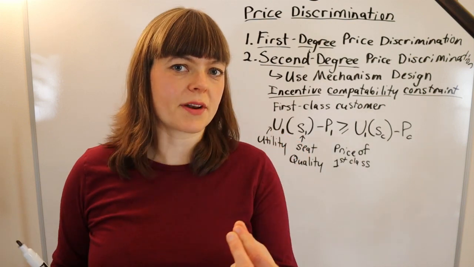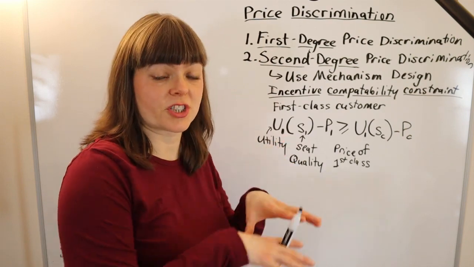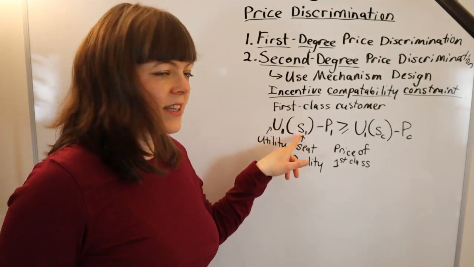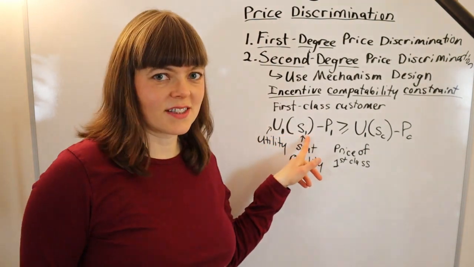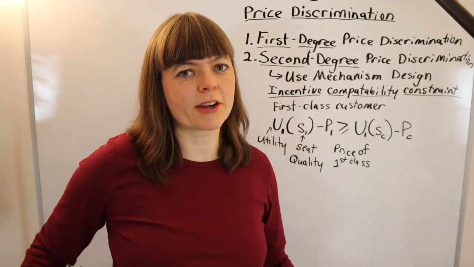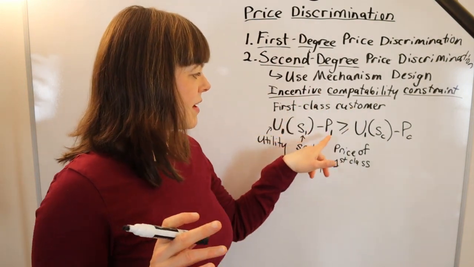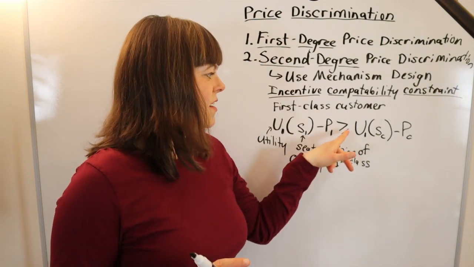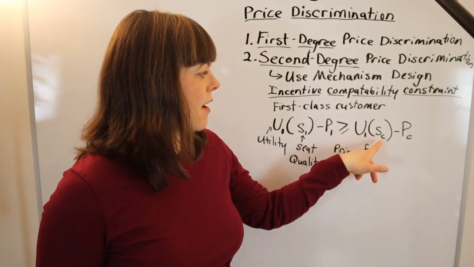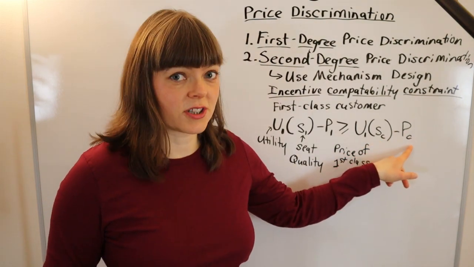So you're going to set up an equation like this, where you have the utility to the first class customer, which is a certain type of customer that you're trying to get a higher price from, of a seat on the plane that is of the first class type. Whatever quality that is, this is the seat quality, and that may include free drinks, it may include bigger seats, more legroom, whatever it is that makes up seat quality. So their utility for that minus the price they pay for first class tickets needs to be greater than or equal to the utility to the first class type of customer of buying a seat of coach class quality and paying a coach class price.